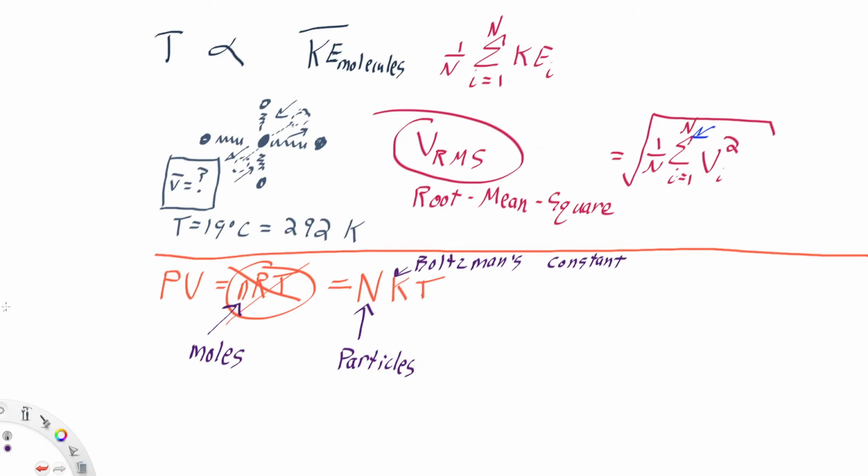K here is Boltzmann's constant, which is a universal constant. In the units that we use, it's going to be 1.38 times 10 to the minus 23. The sharp-eyed among you may look at that and say, is this related to Avogadro's number? And yeah, it is. Boltzmann's constant times Avogadro's number gives you the ideal gas constant.